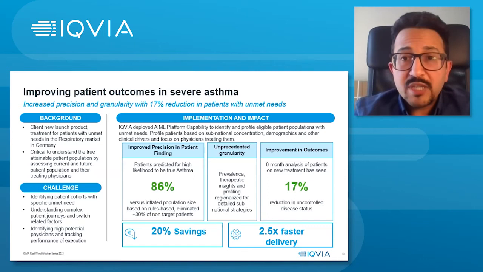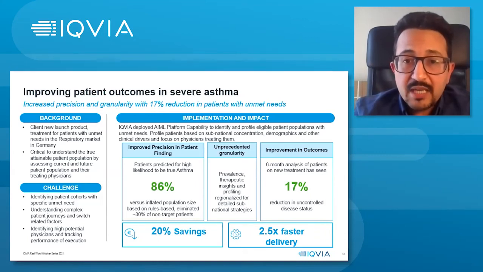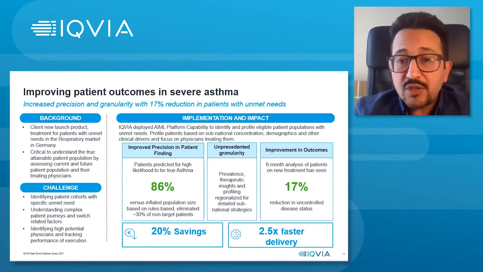We further identified patients with uncontrolled asthma and enabled insights and profiling of these patients at subnational level to benefit our client to identify focus areas of unmet needs. Our client was able to better understand the unmet need and was able to offer its treatment to the right set of patients, thereby improving outcomes of these patients. As a matter of fact, in a 6 months analysis of these patients on new treatment, we saw a 17% reduction of uncontrolled status. Further, we were able to deliver the solution 2.5 times faster than before and pass on a 20% saving due to higher efficiency.